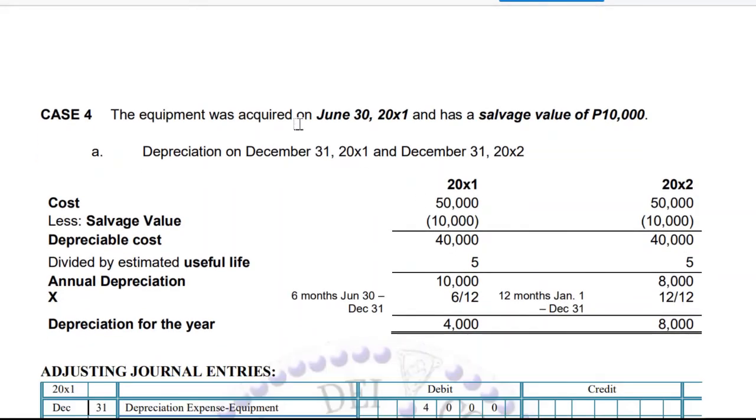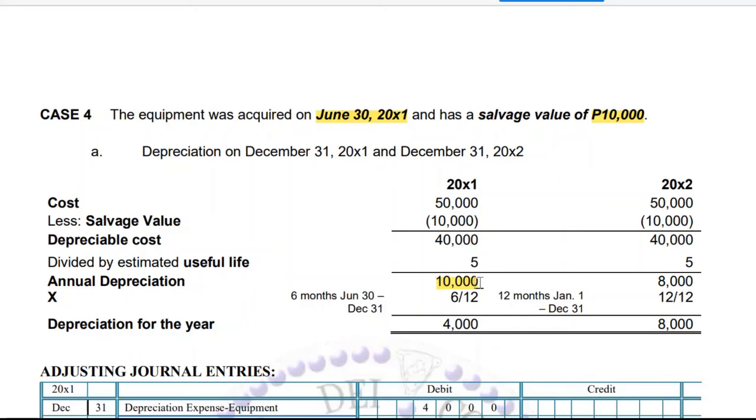Okay, June 30, but with salvage value. So again, just simply deduct the salvage value. So that's 40,000 depreciable cost divided by 5 years. So every year supposed to be is 8,000. So this is 8,000.